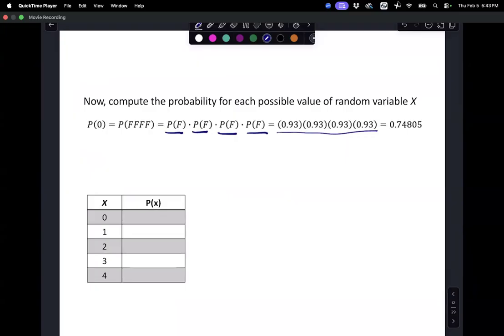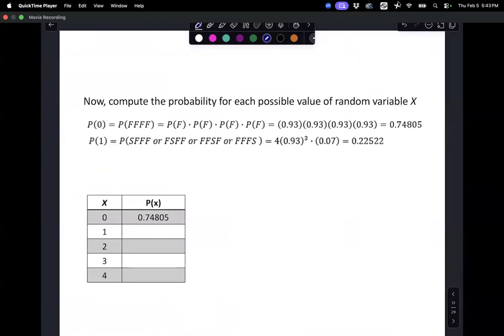sorry, I just lied. That's failure. 1 failure and 2, it's same thing, just flip it. Failure and failure and failure and failure. So we have a 74.8% chance of getting 4 failures.